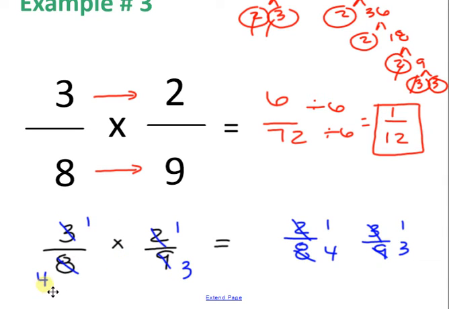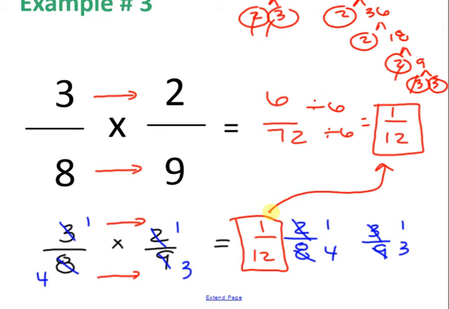Okay, 1 over 4, that can't go anymore. 1 over 3, that can't go anymore. 1 over 4, 1 over 3. Okay, I'm good to go. Now let me multiply across. 1 times 1 is 1. 4 times 3 is 12. And that matches exactly what we came up with right up here.